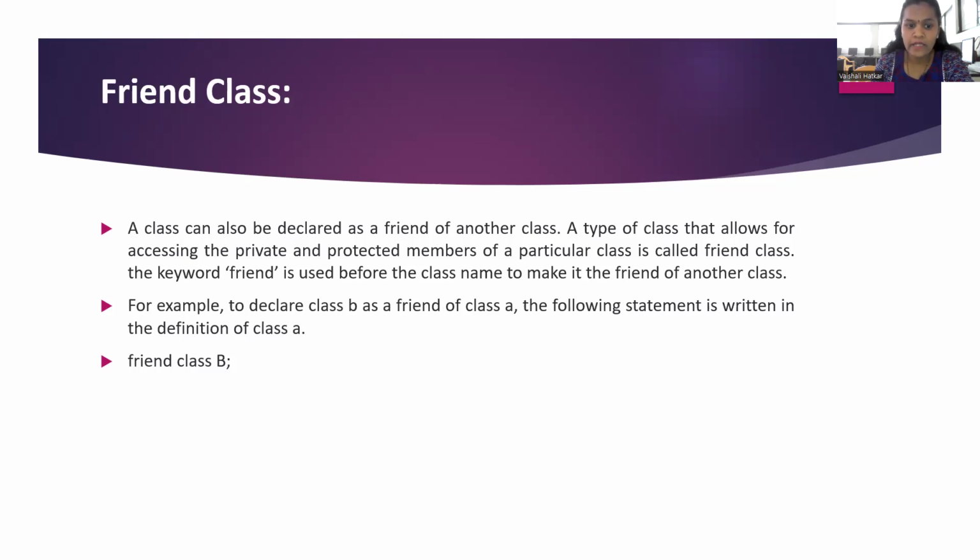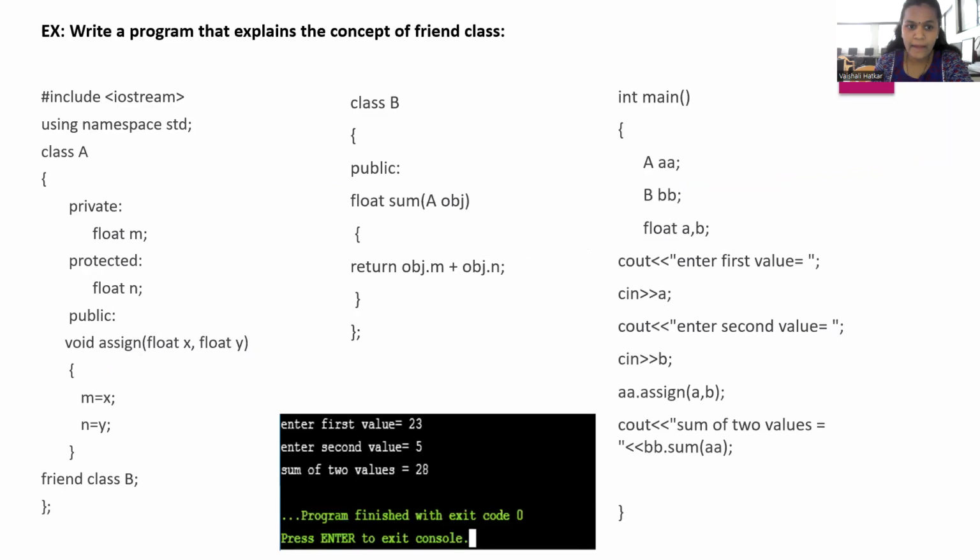For that we use the keyword friend before the class name to make it a friend of another class. For example, to declare a class B as a friend of class A, we declare the friend keyword before class B. So friend class B is the syntax for a friend class. The example is here: write a program that explains the concept of friend class.